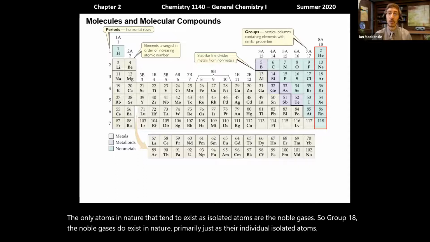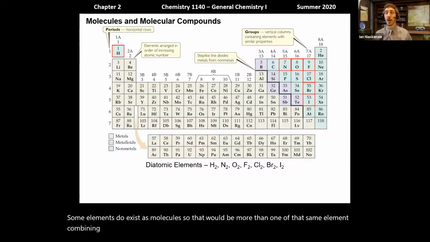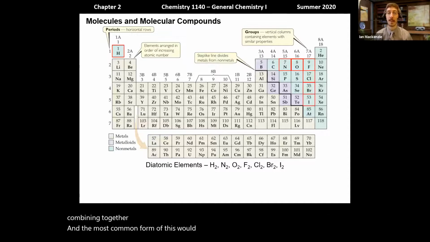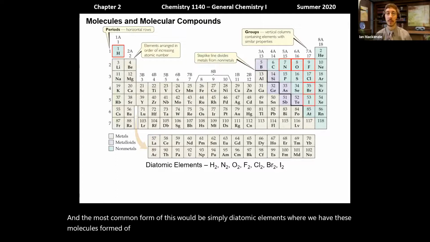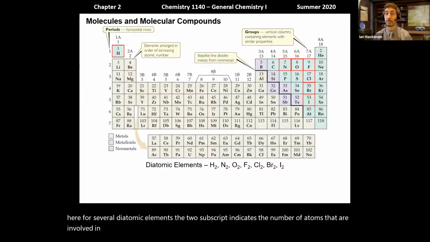Some elements do exist as molecules, so that would be more than one of that same element combining together. And the most common form of this would be simply diatomic elements, where we have molecules formed of two atoms of a single element. Now, in this case, the formulas are shown here for several diatomic elements. The 2 subscript indicates the number of atoms that are involved in that molecule.